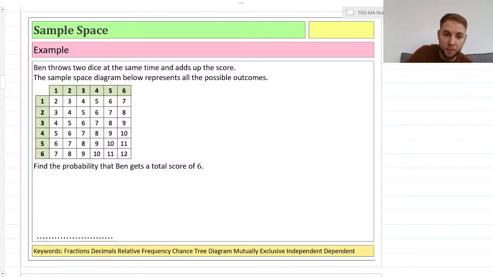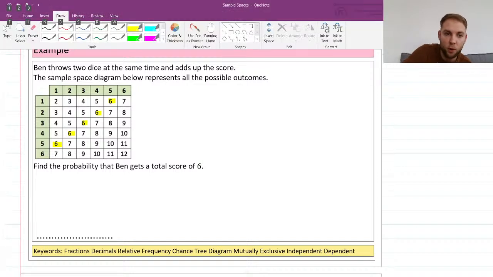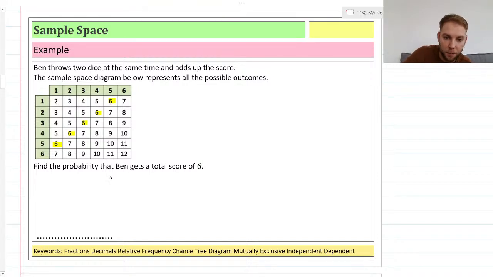That's how we work out probability. So in this one here, we've got 1, 2, 3, 4, 5 6s. So the probability, and this is how we'd write this, the probability of getting a 6 is equal to the 1, 2, 3, 4, 5 there, over the total amount of outcomes, which in this case is 6 times by 6, which is 36.